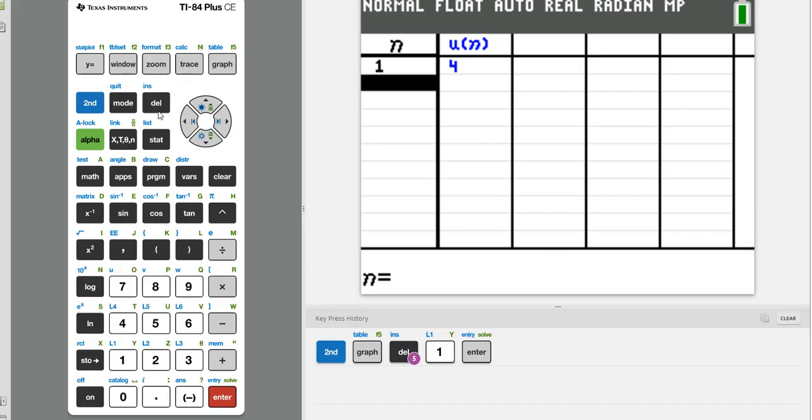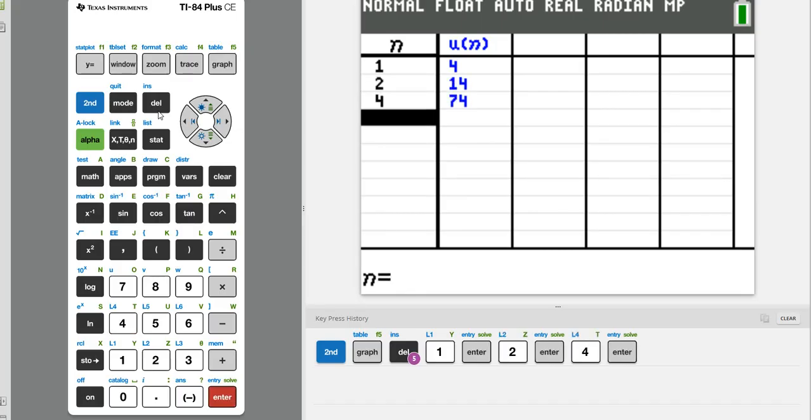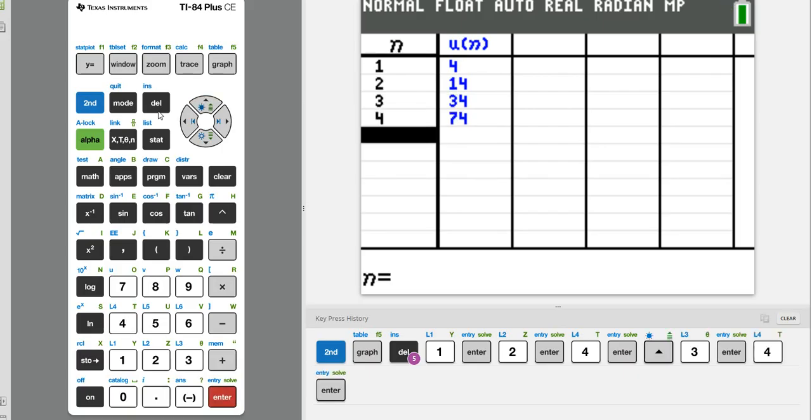You know, a sub 1 is 4. But now we can type in a 2 or a 3. Oops, how about a 3? And then a 4. And here's kind of the cool thing. Let's just jump up a little bit. Let's do something interesting, like a sub 50.